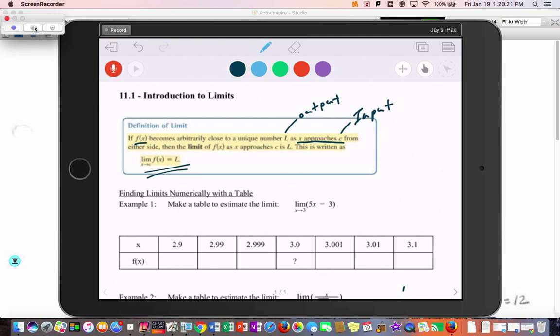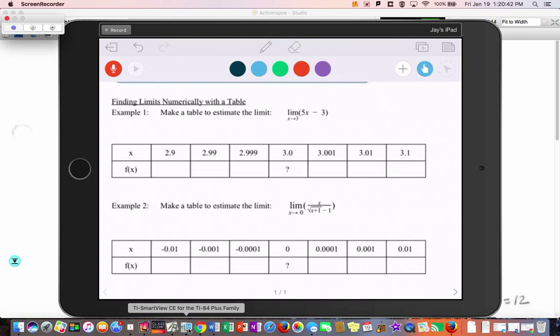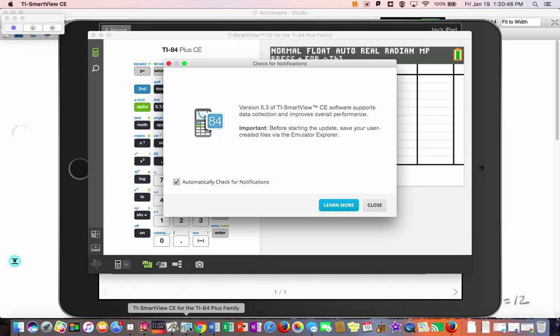So let's go ahead and jump into this. On these problems, I'm going to jump back and forth between a calculator and this, and hopefully I keep showing you what we're doing. First of all, we're going to make a table for this first function, and it's 5x minus 3. So I'm going to clear this out. We're going over to the calculator here.